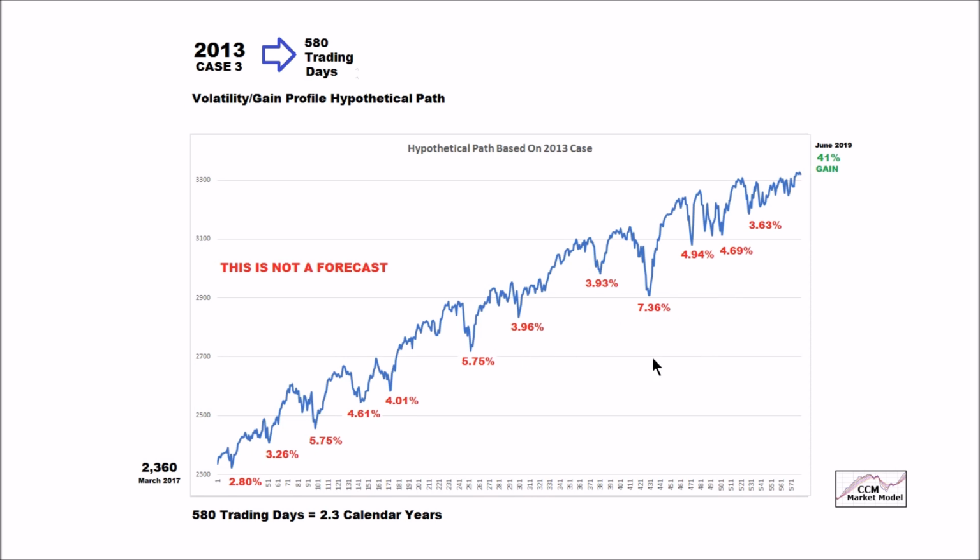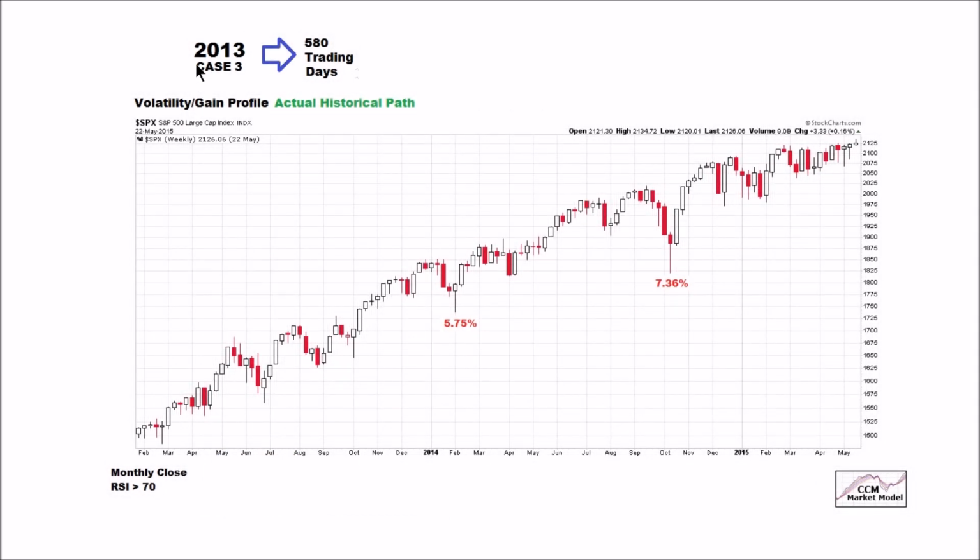This is the hypothetical case if the present day looked like 2013; this is the real world case. 2013 monthly RSI was similar in February of 2013, and this is the path the market took in the next 580 trading days. Again, it sounds very, very easy to classify this as volatility to ignore after the fact. Managing against volatile price in isolation can be difficult.